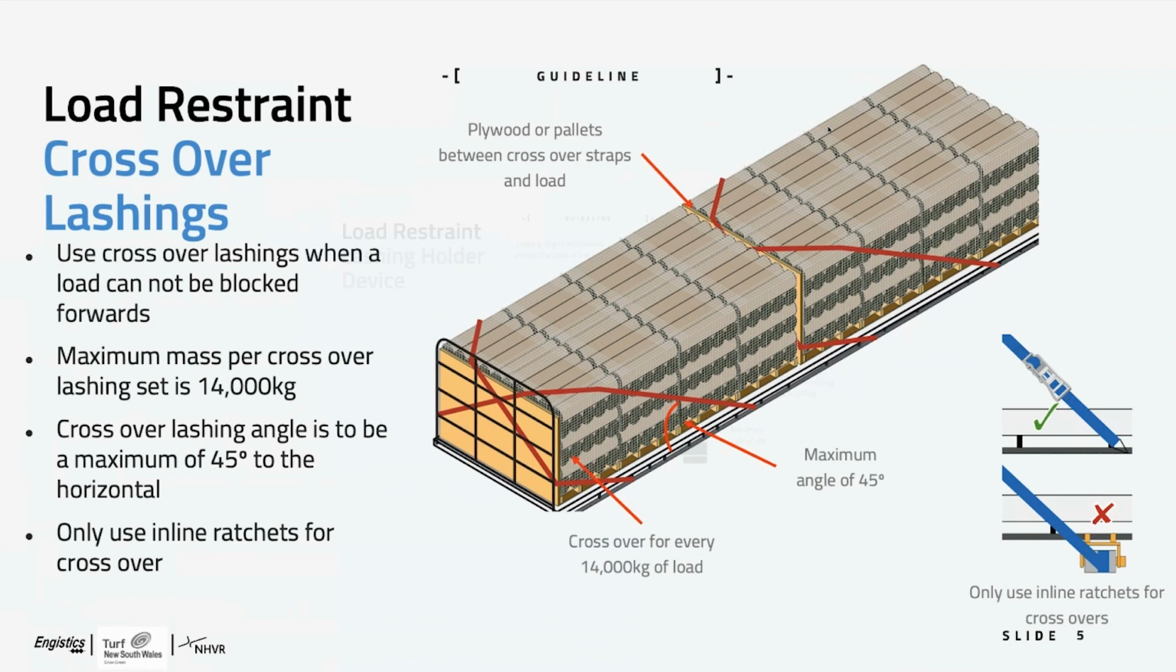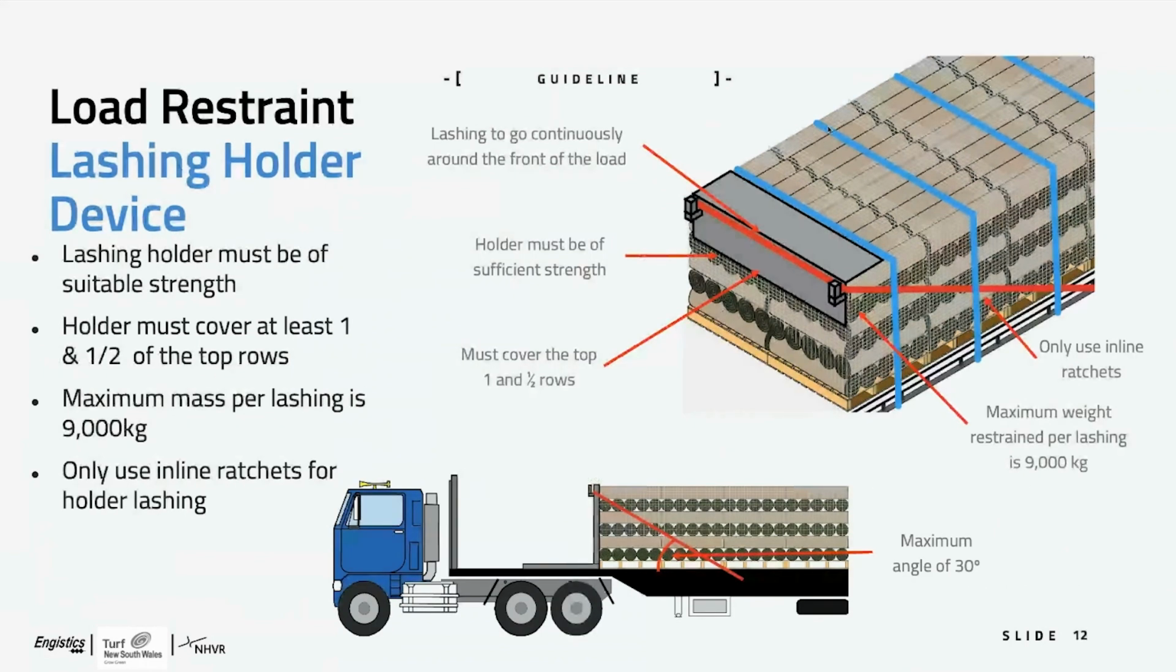Looking at the lashing device, we want a continuous lashing that goes up in the front of the holder. The holder's got to be of sufficient strength to withstand the forces that are going to be applied to it. You want them to cover at least 1.5 rolls of turf. You want an angle of maximum 90 degrees.